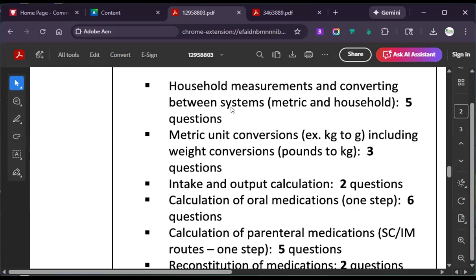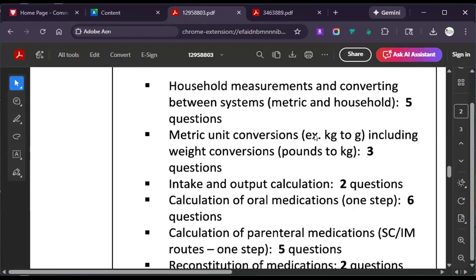Historically, you haven't had to worry about converting measurements like length measurements. It's more about volumes. Then with metric conversions, you should be able to do all the conversions from kilograms down to micrograms.